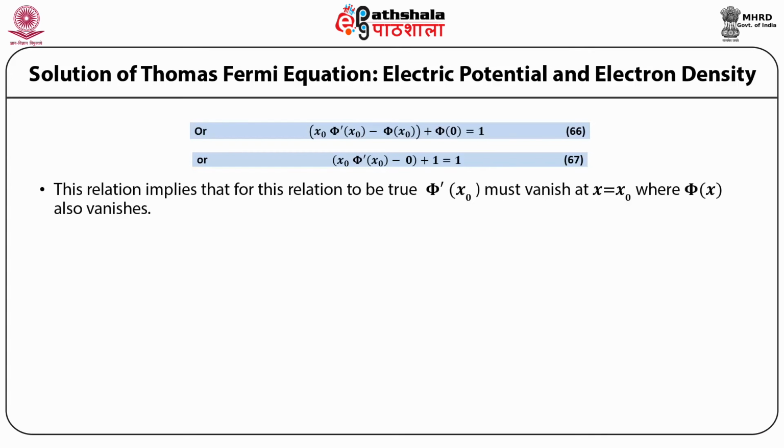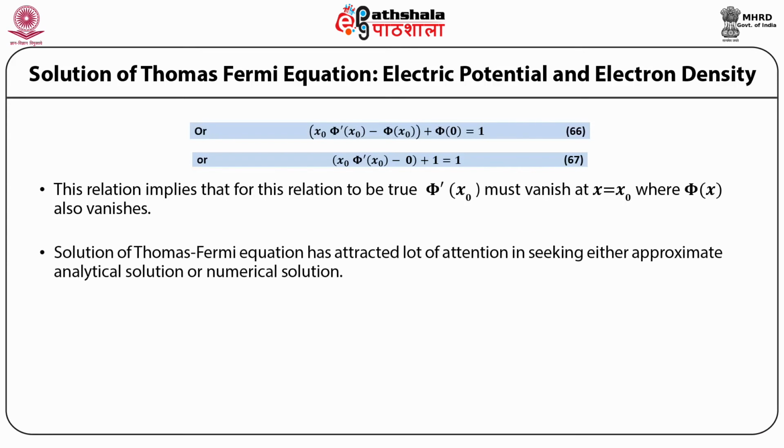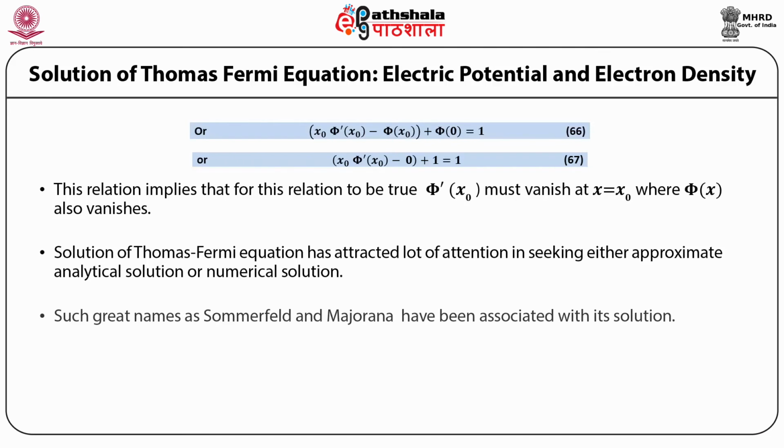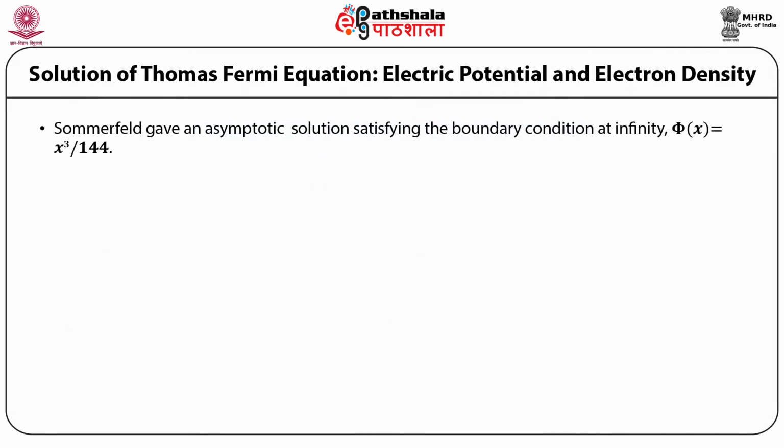This relationship implies that for this relation to be true, phi dash x naught must vanish at x is equal to x naught, where phi x also vanishes. Solution of Thomas Fermi equation has attracted lot of attention in seeking either approximate analytical solution or numerical solution. Such great names as Sommerfeld and Majorana have been associated with its solution. Sommerfeld gave an asymptotic solution satisfying the boundary condition at infinity. Phi x is equal to x raised to power 3 upon 144.